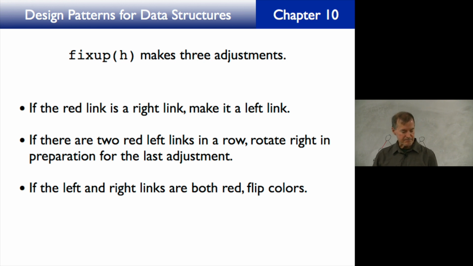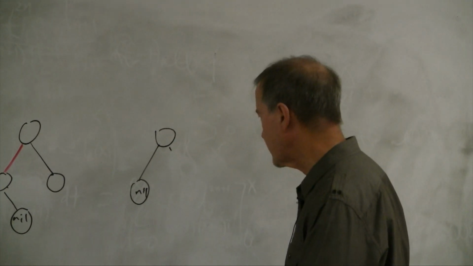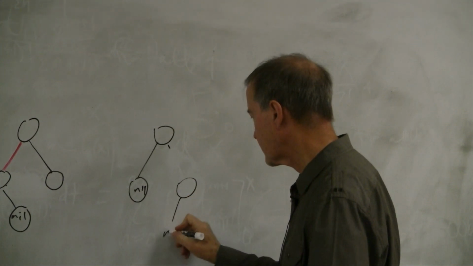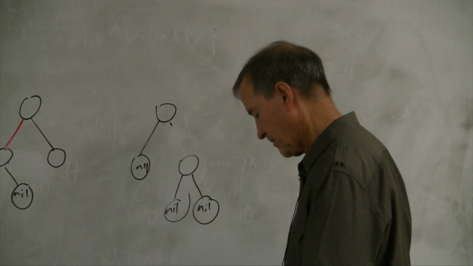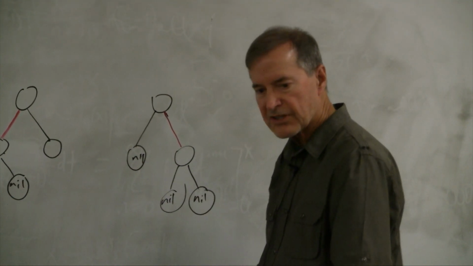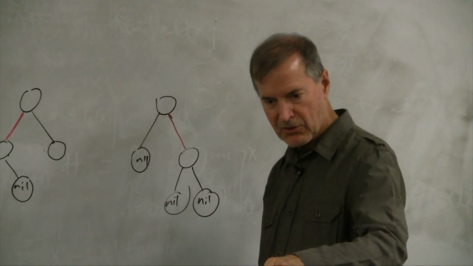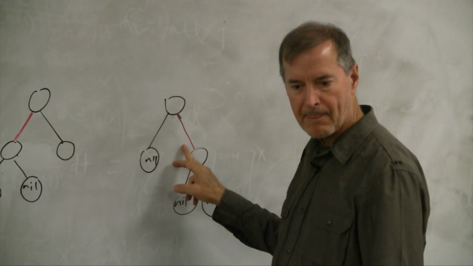So check this out. First, if the red link is a right link, it makes it a left link. So in other words, if the new node got inserted here, so now that this is nil, and this is nil, now it looks like this. The first piece of code in fixup.h makes this red link a left link.